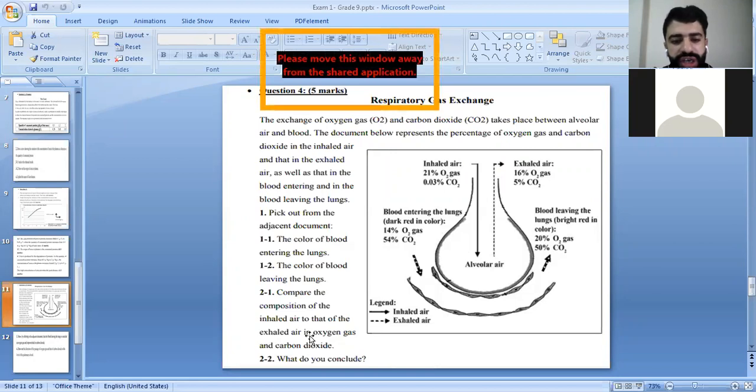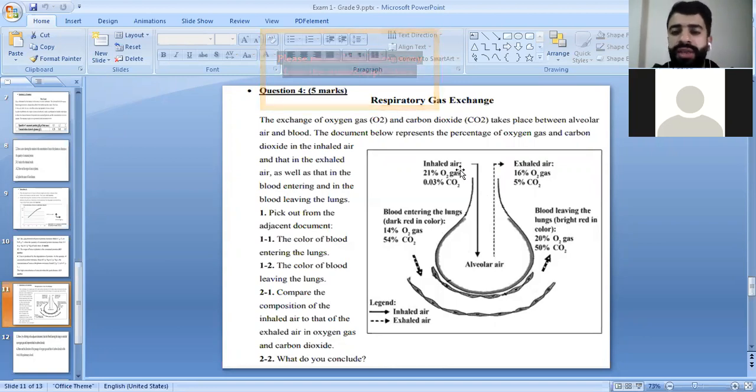Compare the composition of the inhaled air to that of the exhaled air in oxygen gas and carbon dioxide. So you have here to compare. In a comparison, you have to say greater than or less than. So it's not an analysis, it's a comparison.